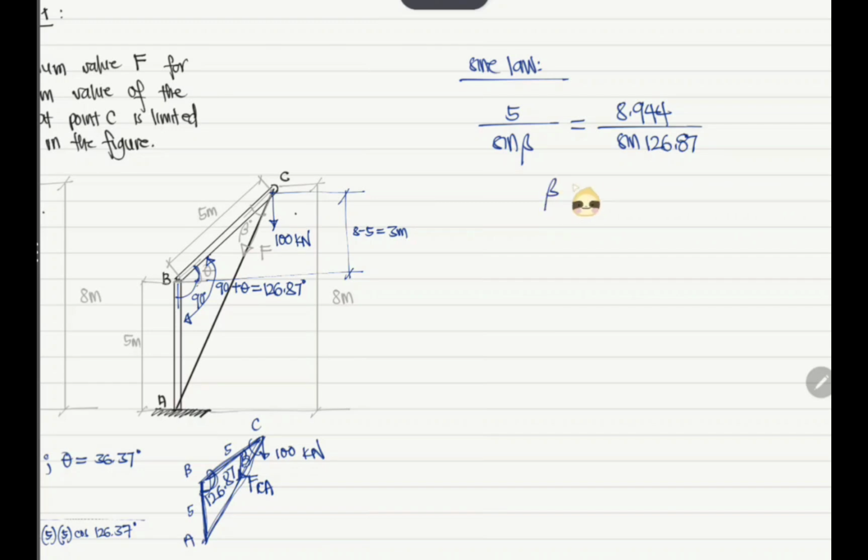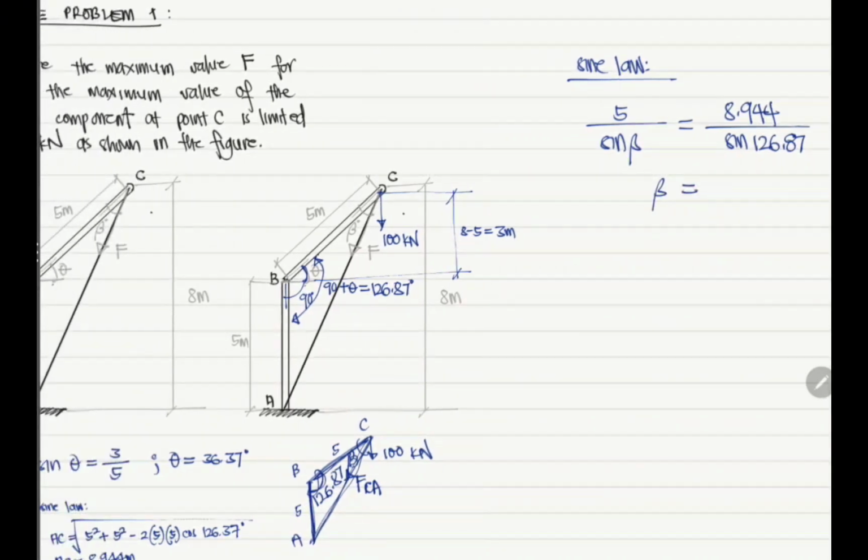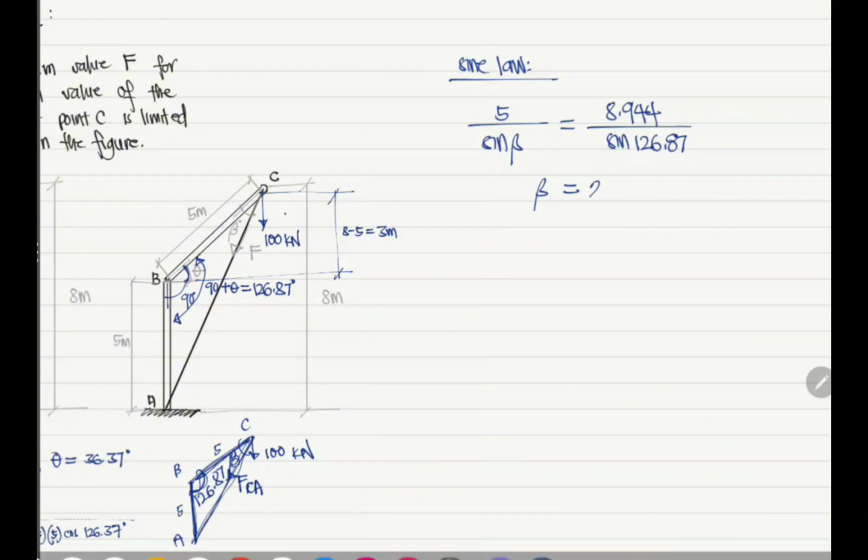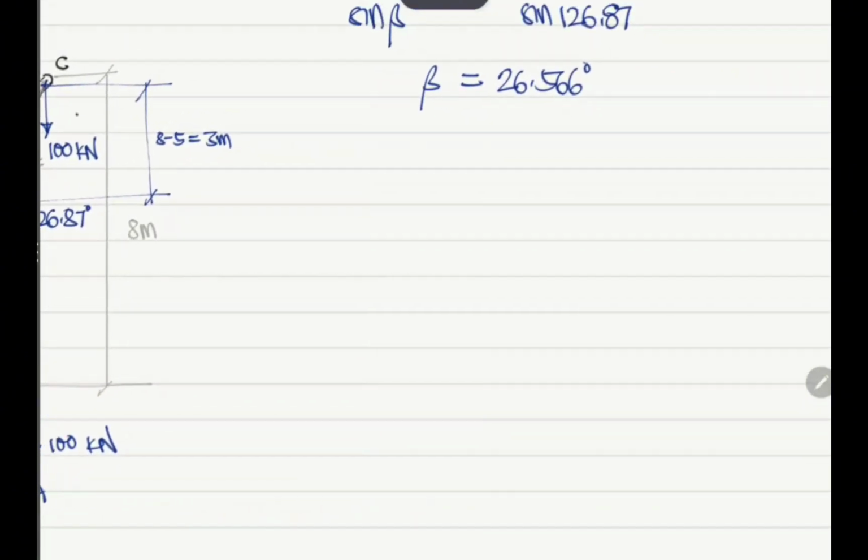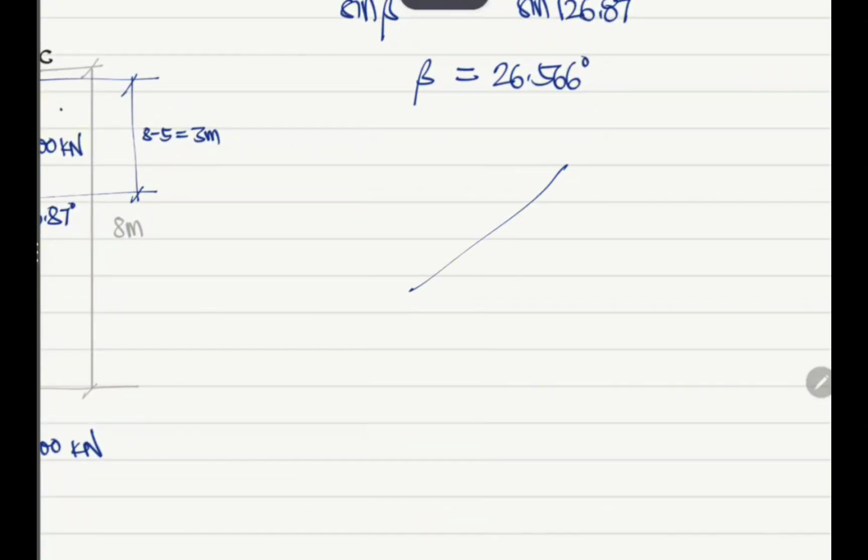Beta therefore is equal to 26.566 degrees. Then when we solve for force F, I will draw force F separately. This is force F.